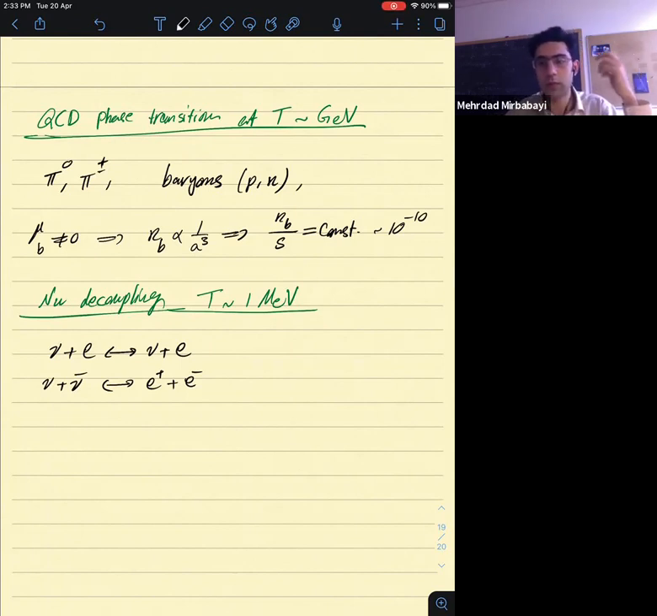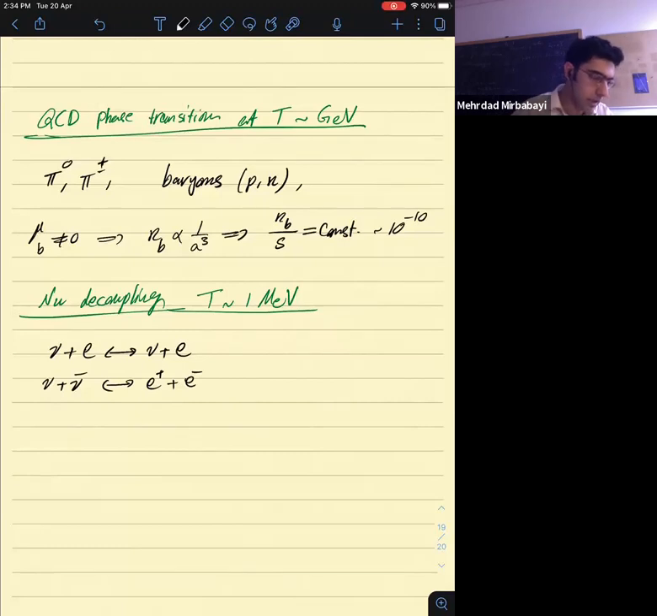So of course, if we put them in a box and wait forever, then they will come into thermal equilibrium. But since the universe is expanding, this notion of thermal equilibrium is an approximate notion. In fact, in real life, it is always an approximate notion. We never wait forever. So the real question is whether the rate of processes is fast enough compared to the time that we are going to wait. And here, being fast or not being fast is compared to the expansion rate of the universe.